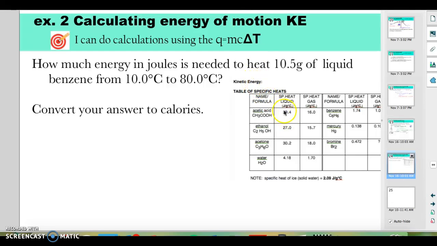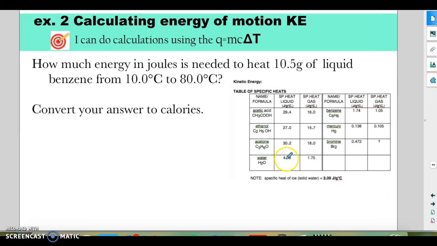Specific heat is something that every substance has its own constant of. And if you forget what specific heat is, look at the unit. It's joules per gram degree Celsius. So for liquid water, it's 4.18 joules to take 1 gram of water and raise it 1 degree Celsius. So water is going to be more likely to change temperature easily than something that would have a higher specific heat.